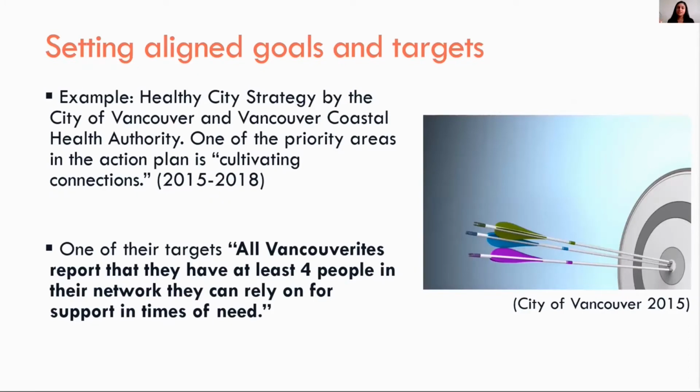And so the importance of social connectedness is really being recognized and being taken up across Canada and internationally. But it is necessary to set aligned goals and targets that are measurable. And one example is the Healthy City Strategy in Vancouver that identified that one of the priority areas in the action plan was cultivating connections. And so here's an example of a very specific target, that all Vancouverites report that they have at least 4 people in their network they can rely on for support in times of need.